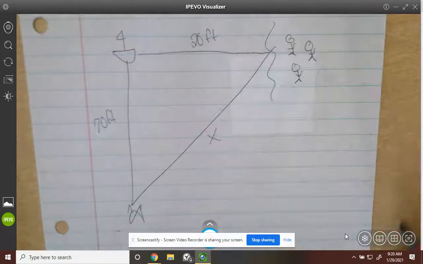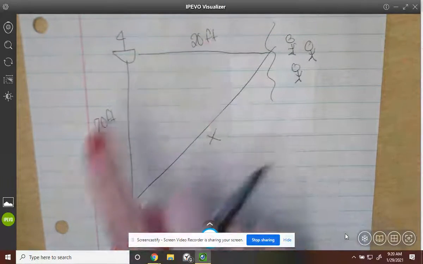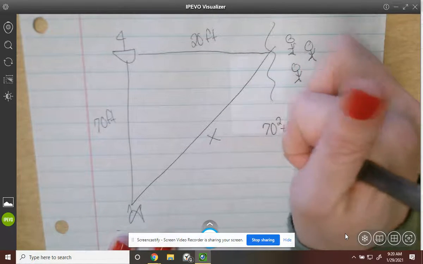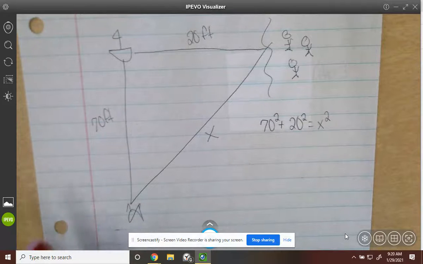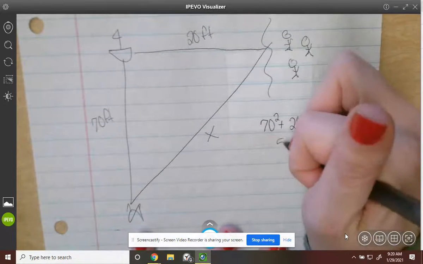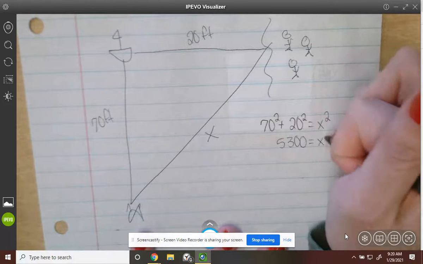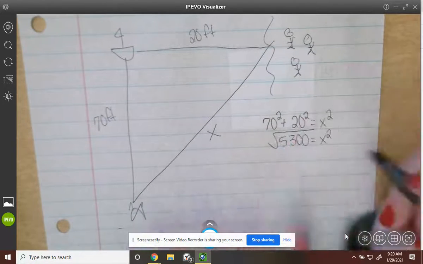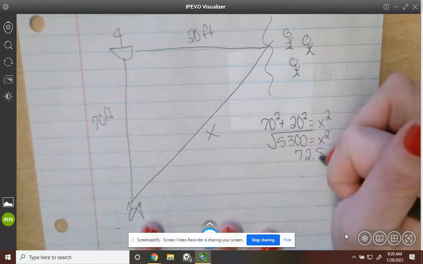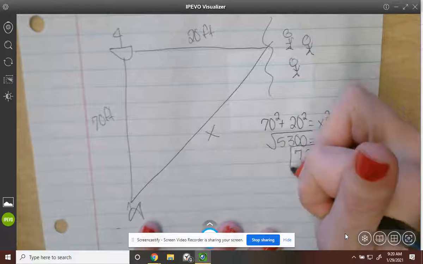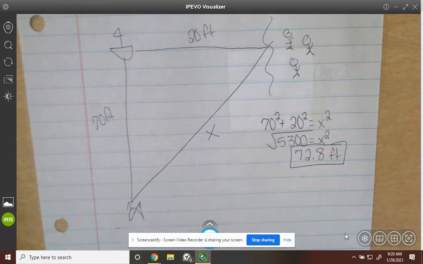That's my X. So on this one, what do I know? The leg or what am I missing? The leg or the hypotenuse? I'm missing the hypotenuse. So I'm going to take these and I'm going to add them after I square them. So 70 squared plus 20 squared, I get 5,300. And then I have to square root that. And I get 72.8 feet. All right.